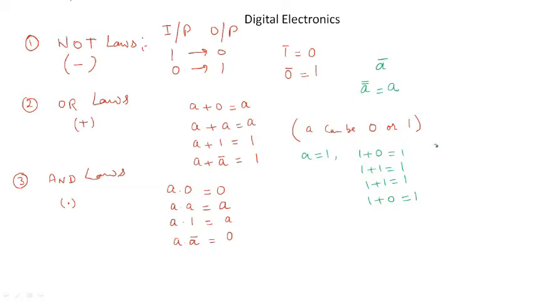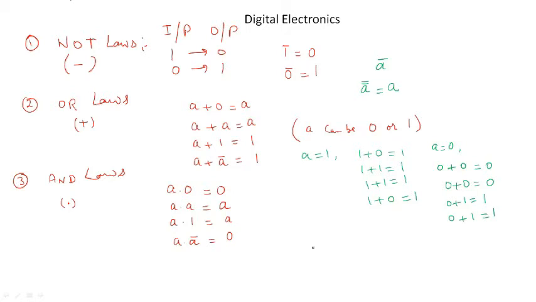If we take A equal to 0, then let us see how we can find the output. Now see, 0 plus 0 will be 0. Again 0 plus 0 will be 0. 0 plus 1 is equal to 1. And 0 plus 0 bar will be 1. So here we will find 1.